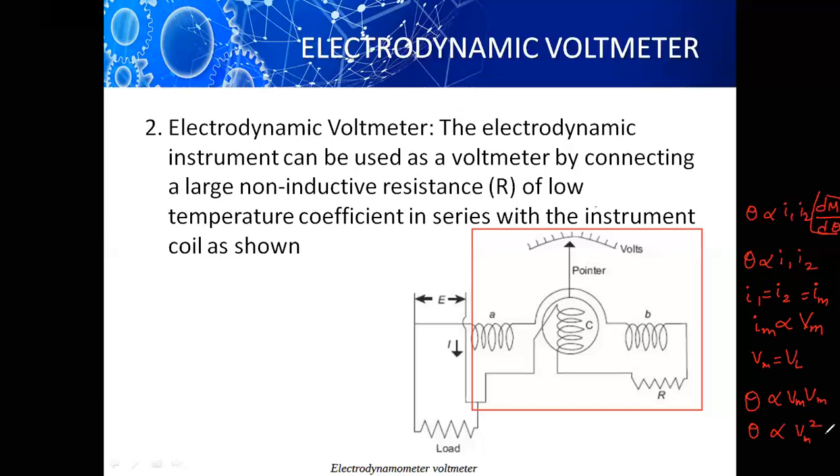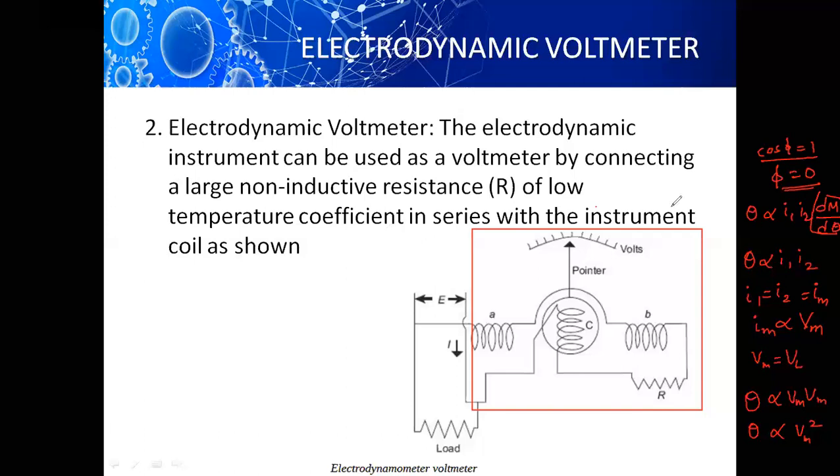Even for AC, we'll have no phase difference. So the phase angle phi between the current through the fixed coil and the current through the moving coil is 0, so cos phi will be 1. So it will not make much difference here. Whether AC or DC, it is going to show the same. That is the reason why the electrodynamometer type instrument is also called a transfer type instrument. Without changing the calibration, we can use the same meter for measurement of AC as well as DC.